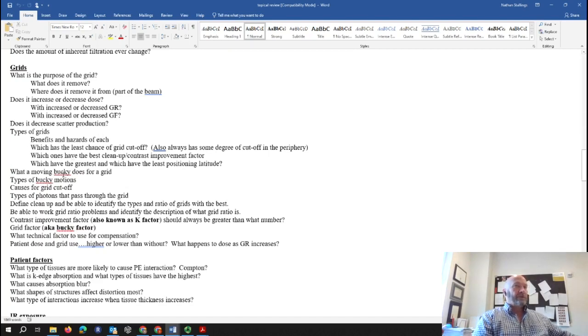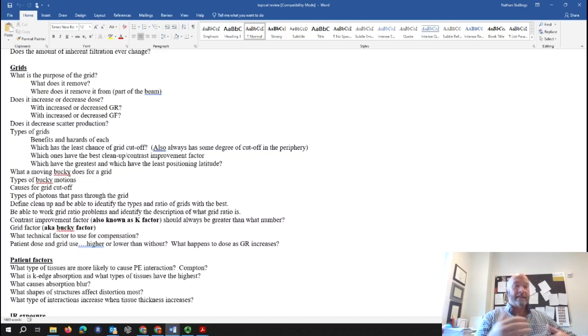Then you've got your focus grids, and with focus grids you don't have the grid cutoff in the peripheries, the benefit, but they're harder to construct because the canting of the grid strips has to be very precise. And then your SID can only be used at specific distances, or you can only use them at specific SIDs.